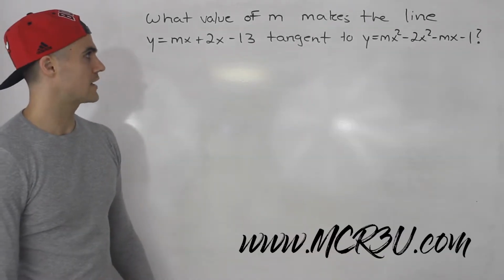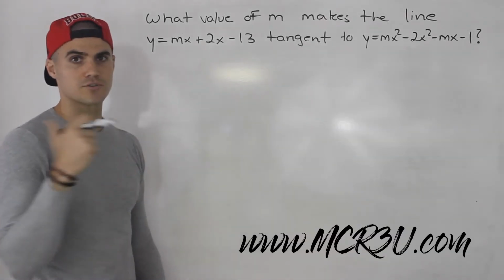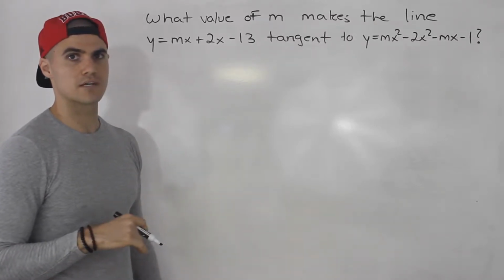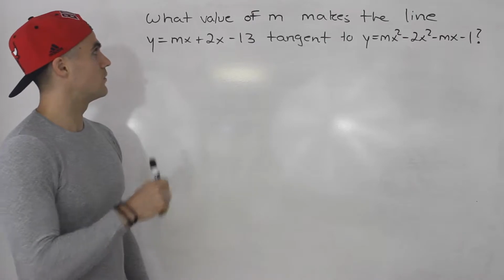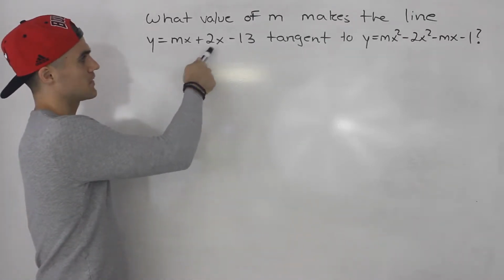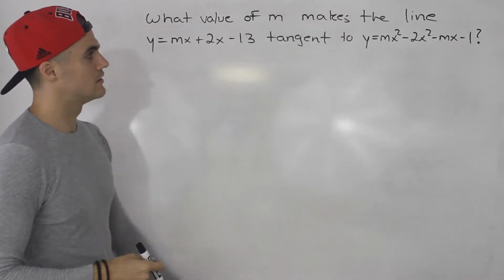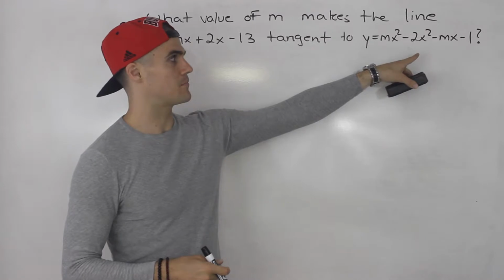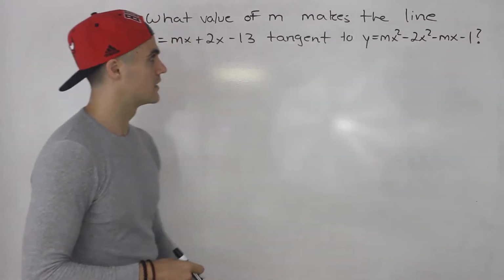Moving on to the next question. This question is actually very similar to the previous video. It's just a little bit tougher. Process is going to be exactly the same though. So what value of m makes the line y equals mx plus 2x minus 13 tangent to y equals mx squared minus 2x squared minus mx minus 1?